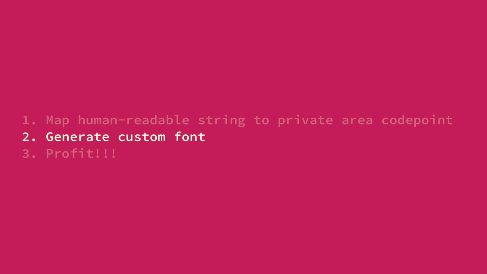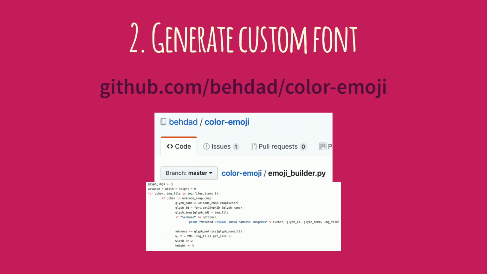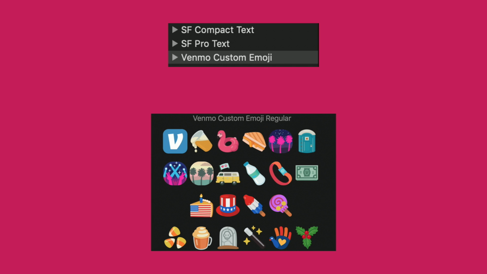Once you have that JSON, the next thing you want to do is generate a custom font. There's this guy named Bedad Esfabad. He works at Facebook now. He has a public repo with a script in Python that takes in a JSON, pretty much like the one I just showed, and a set of images, and it embeds those images in an existing font file. So this script basically does all the heavy lifting of connecting the human-readable string to the code point to the images. And the output of this script is a .ttf file.